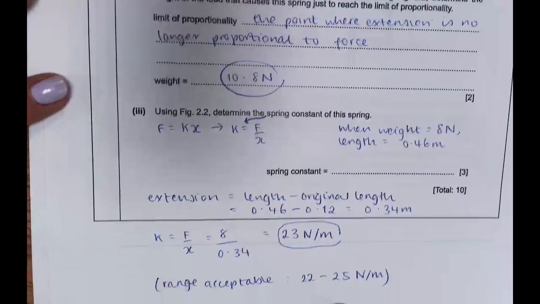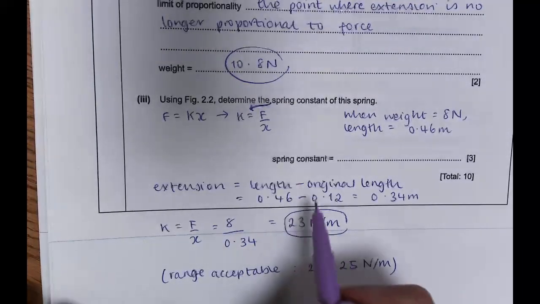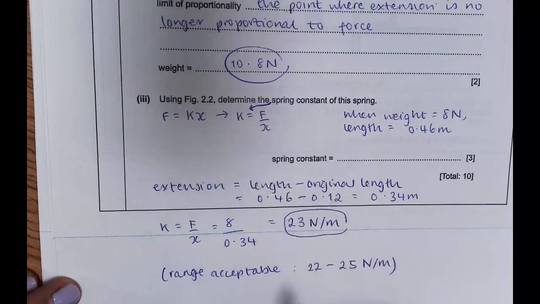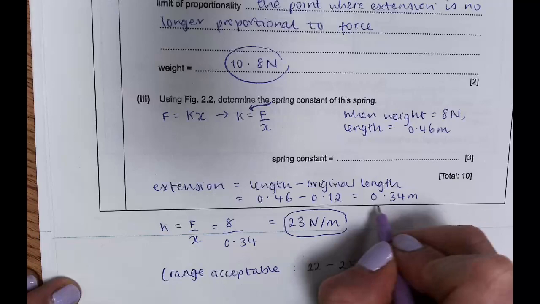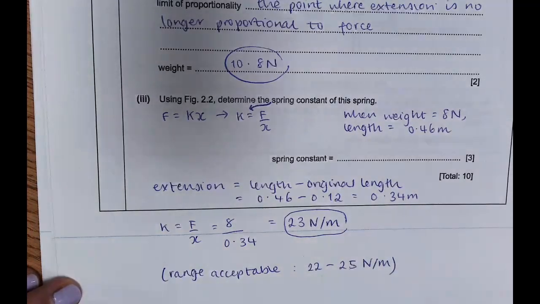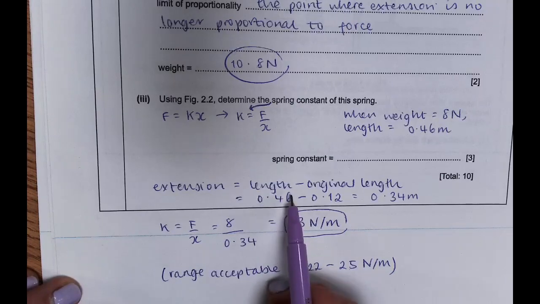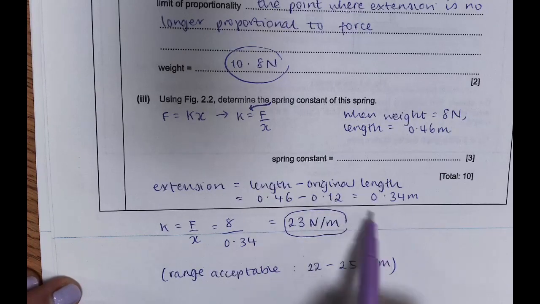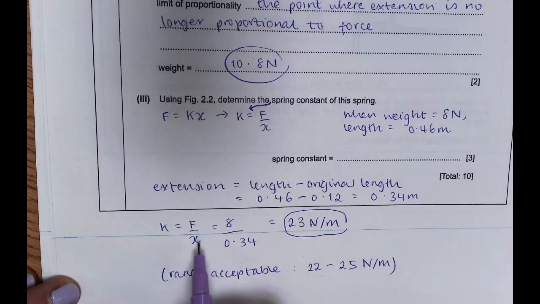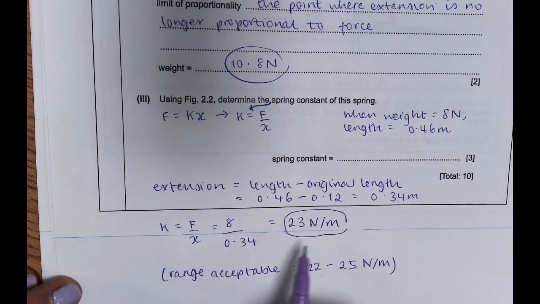So the extension is just how much extra we've got. So we actually have to take that original length away. And that gives me the extension of 0.34 meters. Okay, so my length at 8 newtons minus the original length is the extension at 8 newtons. And now I can plug in for k, okay? And that gets me 23 newtons per meter.